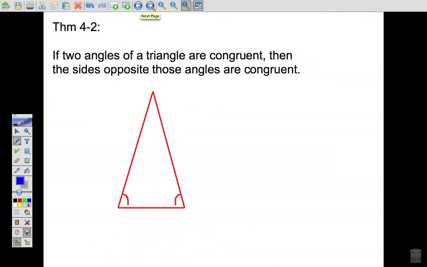Okay, if I remember right, I believe this is the last one. I want you to pause this and copy down Theorem 4.2. It says if two angles of a triangle are congruent, then the opposite sides are too. So what side's opposite this angle? Here. What side's opposite this angle? Here. So really, this is the converse of the isosceles triangle theorem. If two angles are equal, the opposite sides are equal.